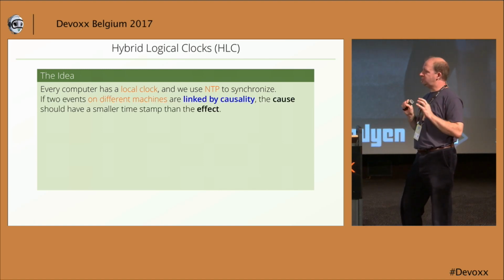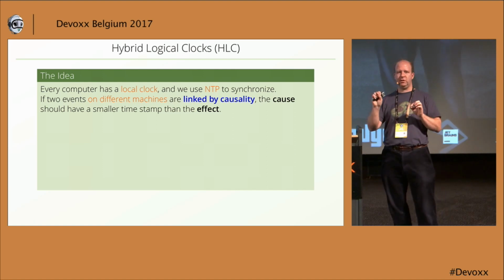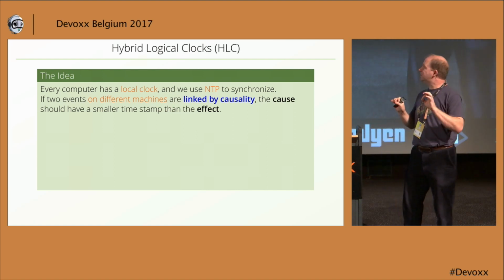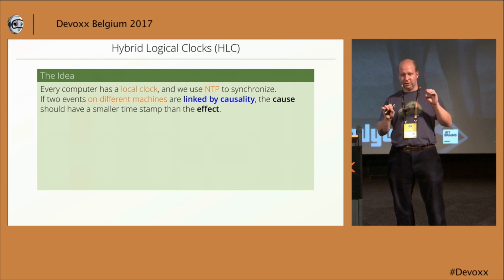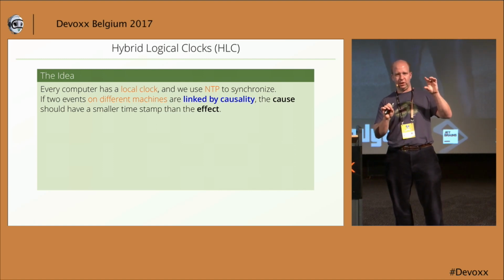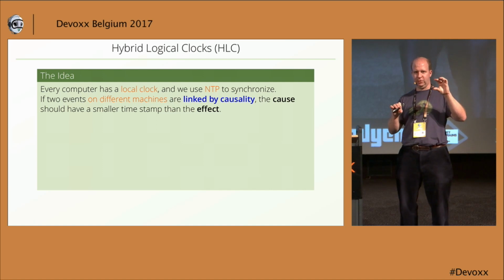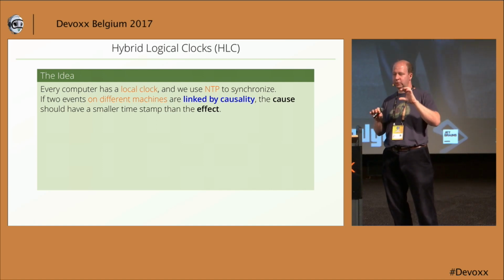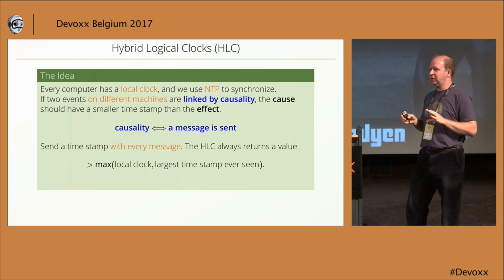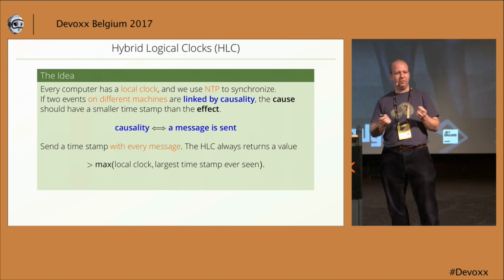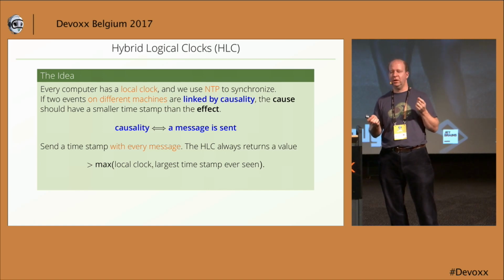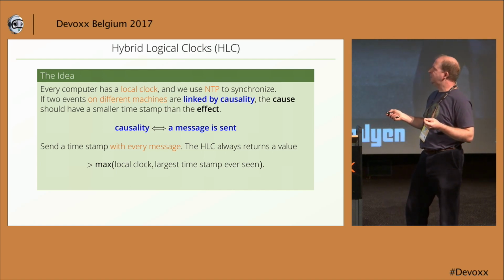Now, what you actually want, and that's the crucial thing, is that if different events on different machines are linked by causality, I'm coming to that in a second, then you want the cause to have a smaller timestamp than the effect it causes. That's essentially what you want. And if you analyze this more closely, causality between different nodes can only happen if there is some kind of message. So in a theoretical way, you equate causality with a message being sent.